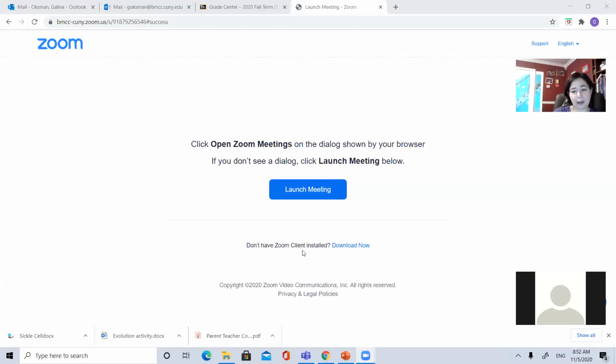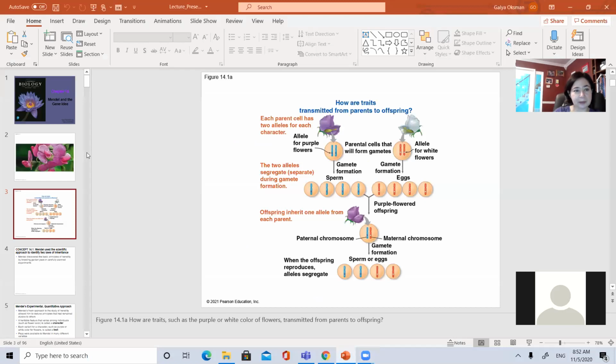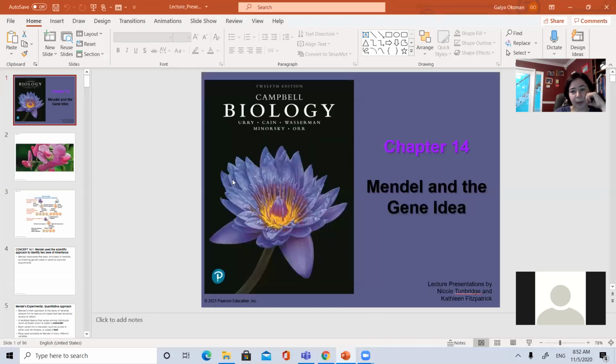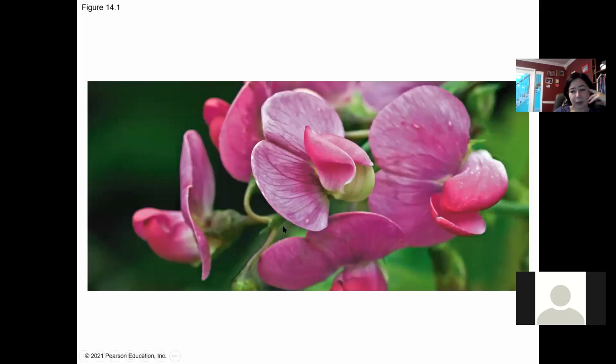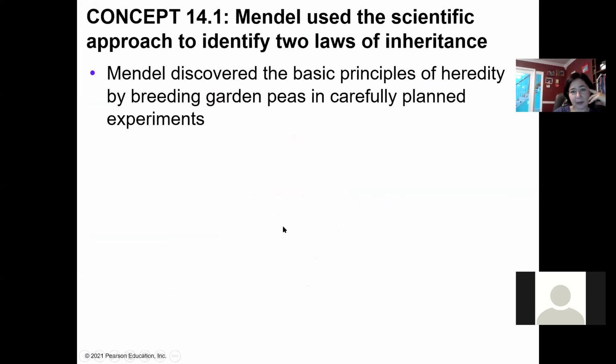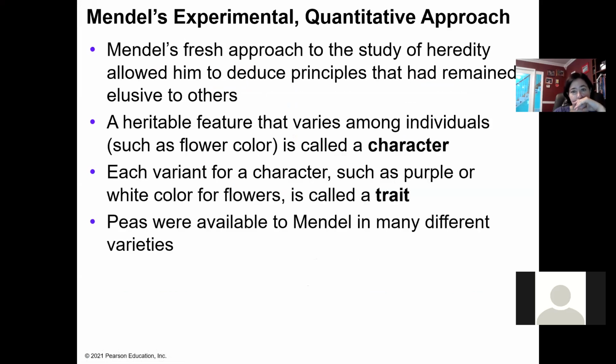I record, and this is chapter 14, right? Mendel and the gene idea. And this is the famous pea plant, right? That we're gonna talk about.